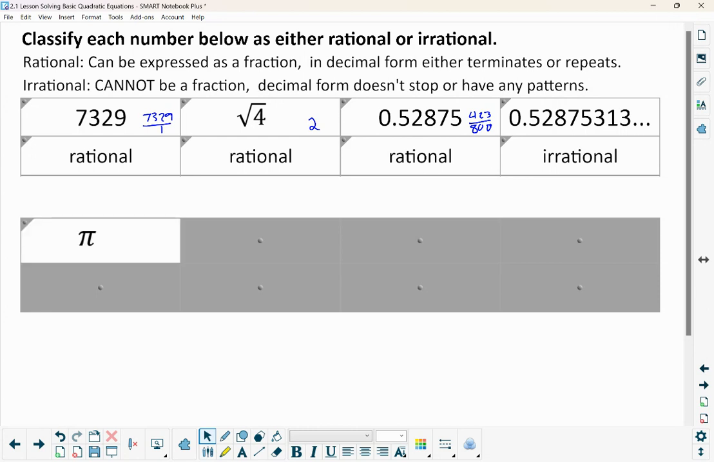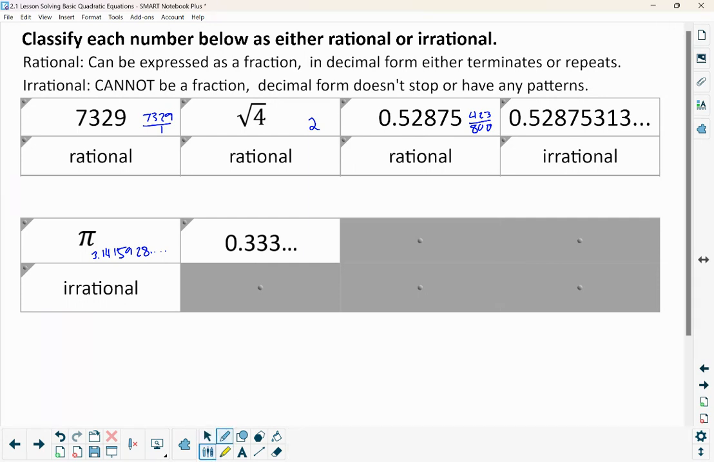Okay, our next one is pi. Hopefully you learned about pi in your previous math classes. Its decimal expansion is 3.1415928 dot, dot, dot, and so that is an irrational number.